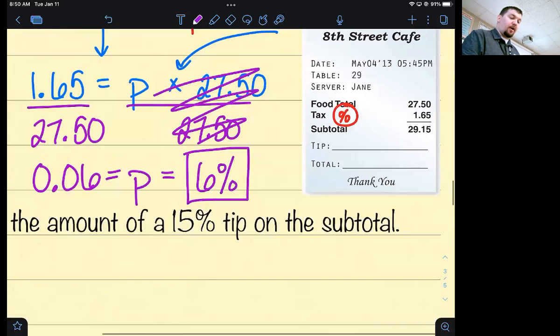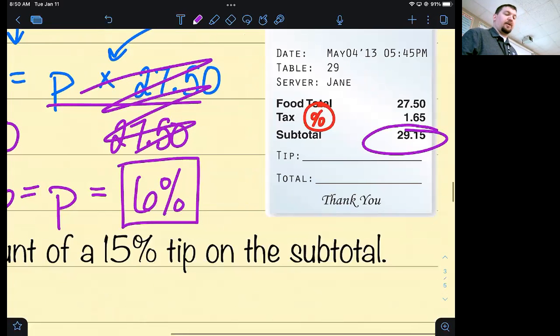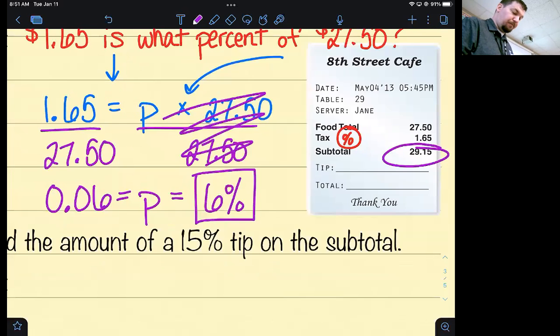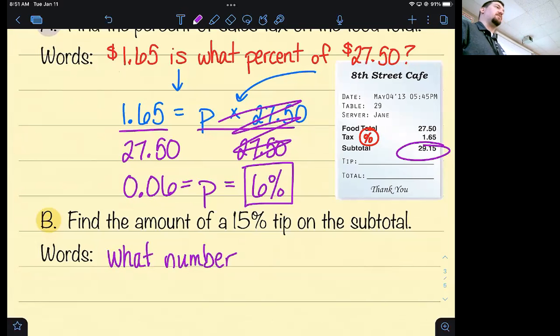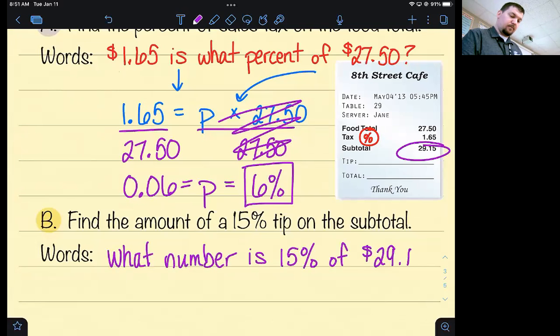So when you tip your waiter or waitress, you're looking at the subtotal. You're not looking at the food total. You're looking at the subtotal. That's the price after the tax has already been added on. So I need to know what number, or what amount. I'll just put number because we can use the letter N, but it's really a dollar amount. So remember, we have to label our answer here. What number is 15% of the subtotal? But the subtotal is $29.15. That's what I'm trying to find.